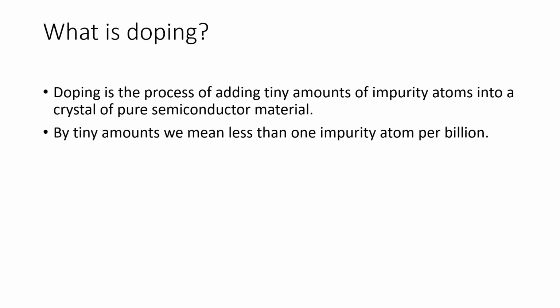What is doping? Doping is the process of adding tiny amounts of impurity atoms into a crystal of pure semiconductor material. By tiny amounts, we mean less than one impurity atom per billion. So where we have a lattice of atoms which are all the same type, for every billion of those, we have one atom which is different.